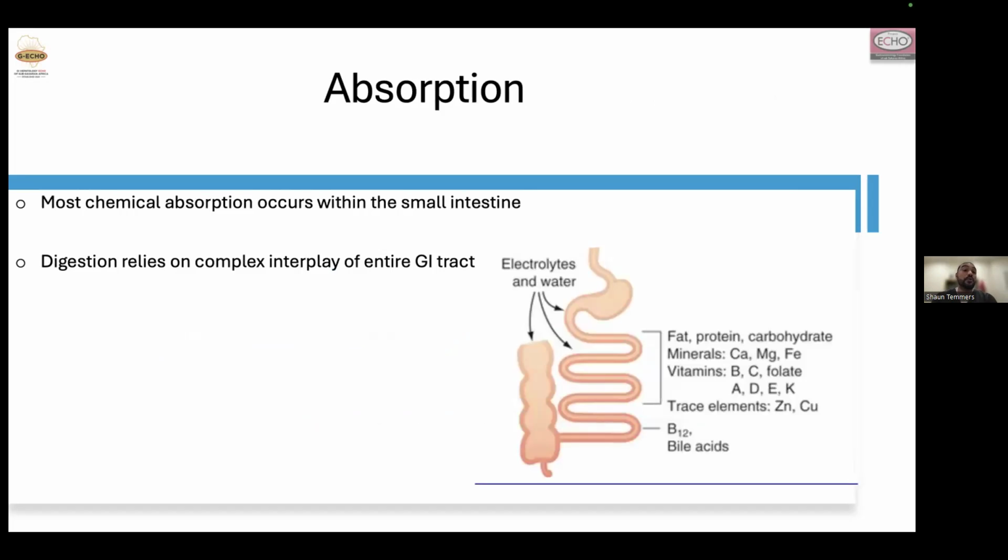Regarding absorption, most chemical absorption occurs within the small intestine. The diagram to the right of the screen shows where most things are absorbed. So water and electrolytes get absorbed in the proximal small intestine, also within the rest of the intestine and the large bowel. Most of your fats, carbohydrates, and proteins are absorbed within your jejunal loops. Your micronutrients are absorbed within the jejunum, and the terminal ileum actually only allows for absorption of B12 and recycling of bile acids.